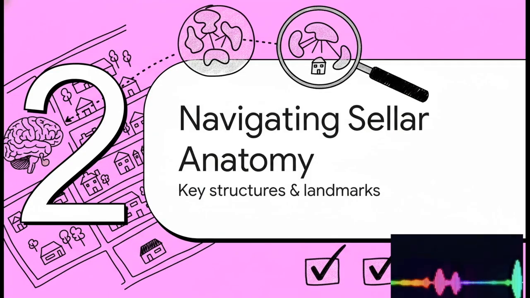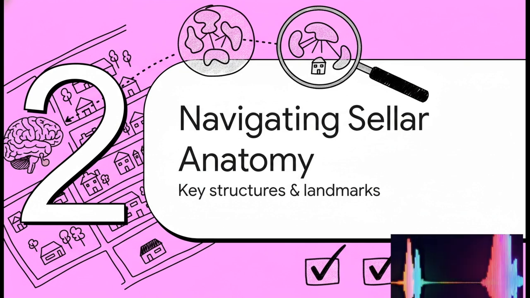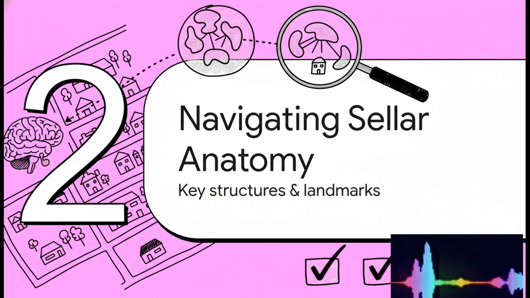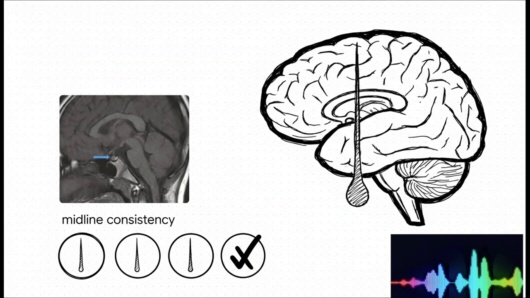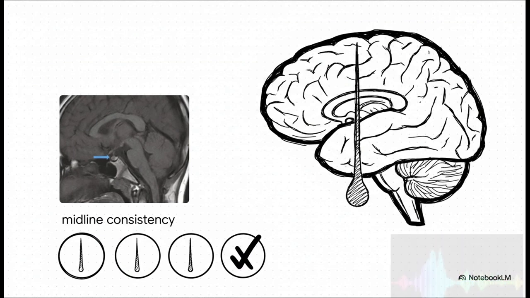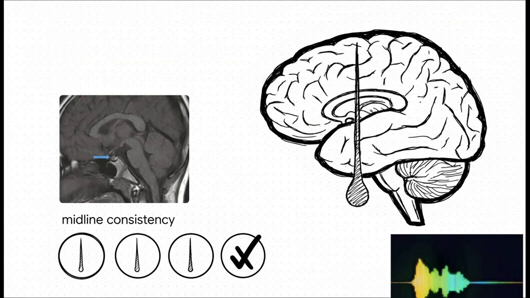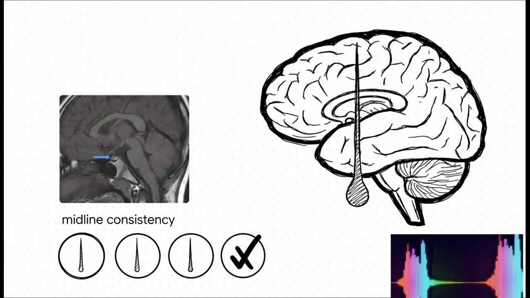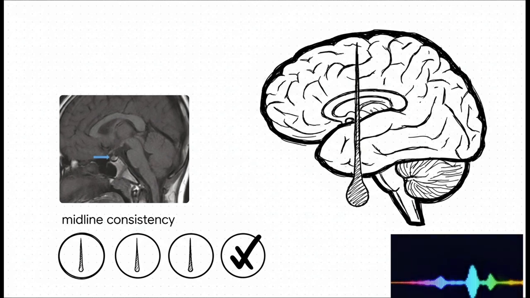Okay, so we've got our tools. Now let's take a tour of the neighborhood we're actually looking at. The sellar anatomy. I mean, you've got to know your landmarks, right? Getting this part down is the absolute foundation for any accurate read. So here in the sagittal view, we're seeing the gland in profile. It's perfect. You can easily tell the anterior from the posterior pituitary. But what you really want to pay attention to is the pituitary stalk. It should be straight up and down, right in the midline, coming down from the hypothalamus.